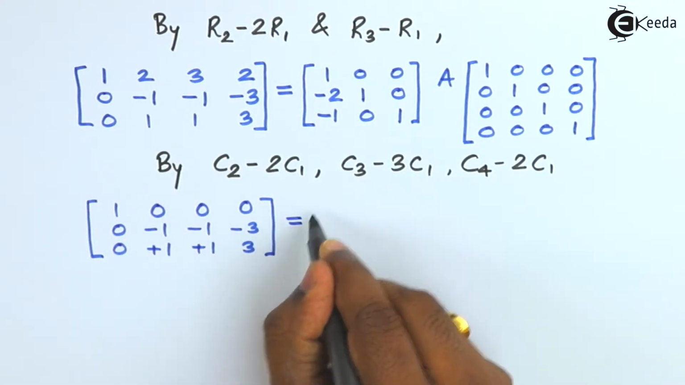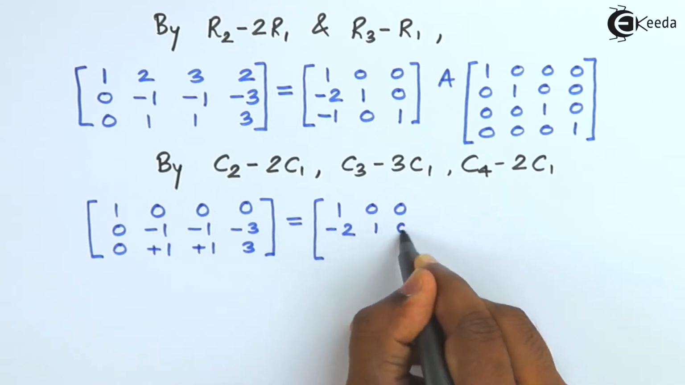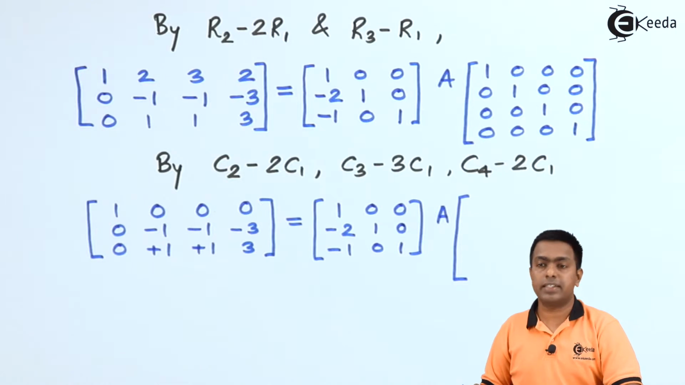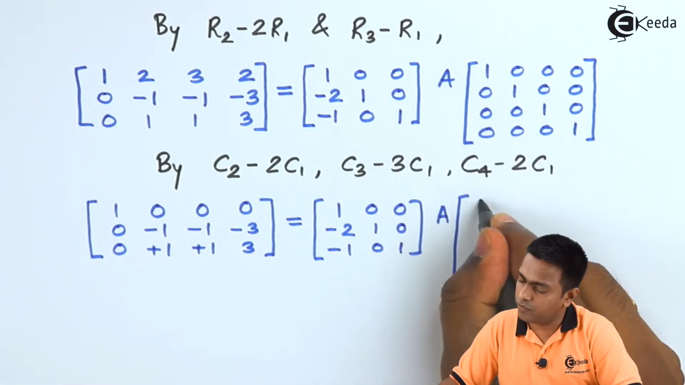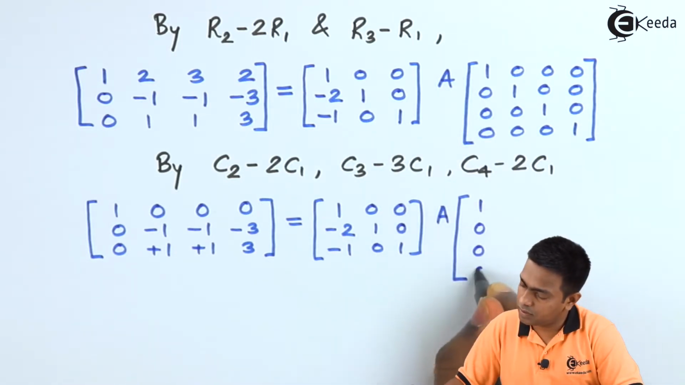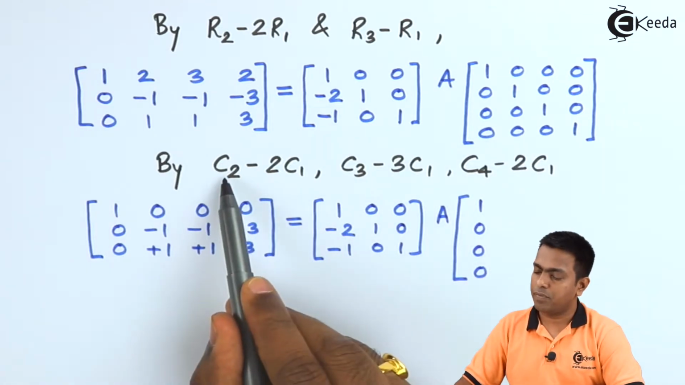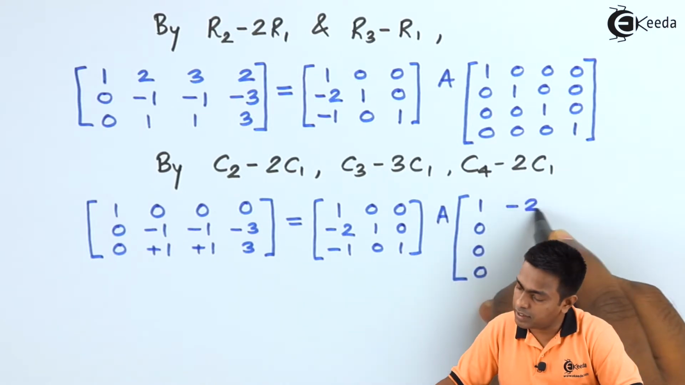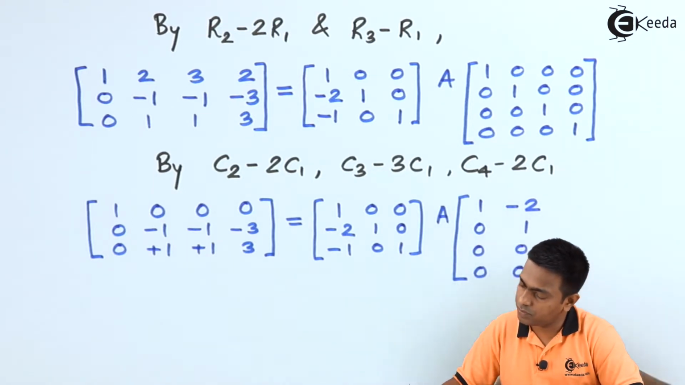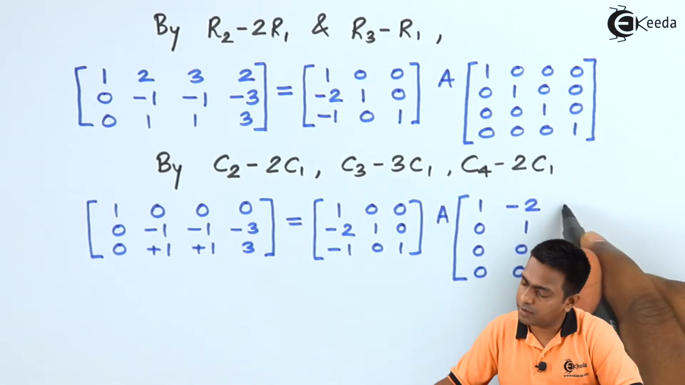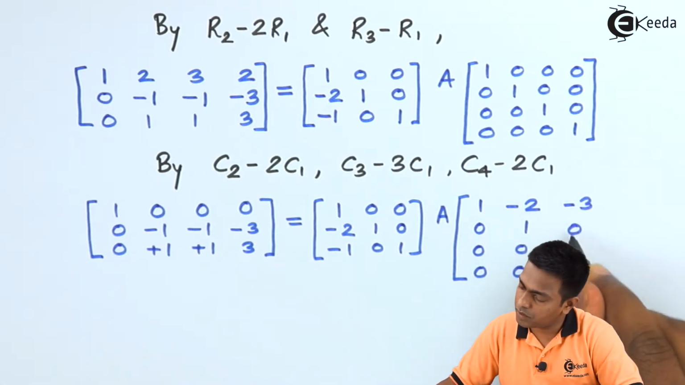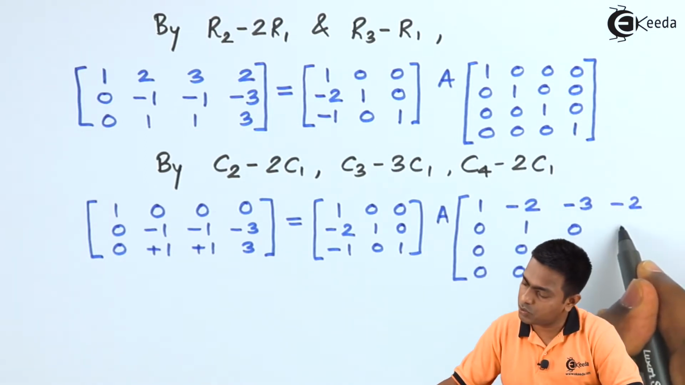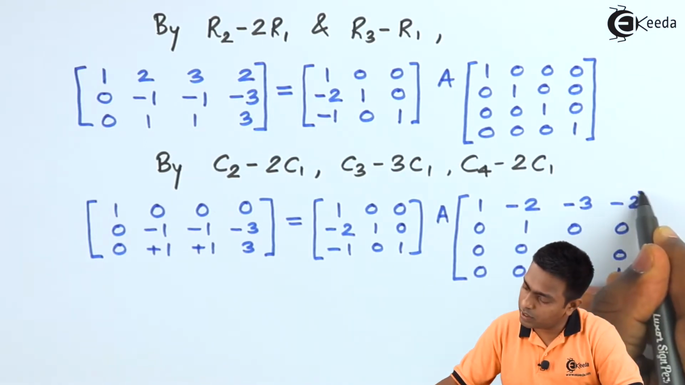Next, first matrix as it is. Now here we'll change. So first column will remain as it is. Then we'll perform C2 minus 2 times C1. By that we'll get minus 2, 1, 0, 0. Then we'll do this operation, we'll get minus 3, 0, 1, 0. And by this operation we'll get minus 2, 0, 0, 1.